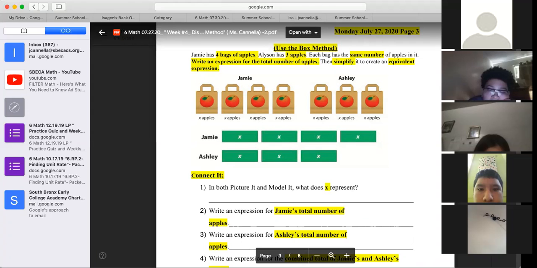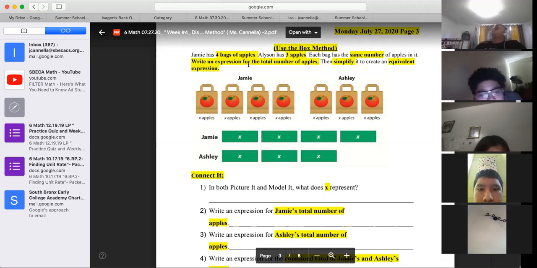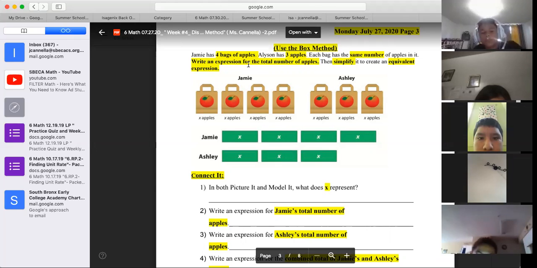Jaden Smith, can you read me page 3 with the colors on the page? Go ahead. What does it say, kiddo? Amy has 4 bags of apples. Allison has 3 apples. Each bag has the same number of apples in it. Write an expression for the total number of apples. Then simplify it to create an equivalent expression.